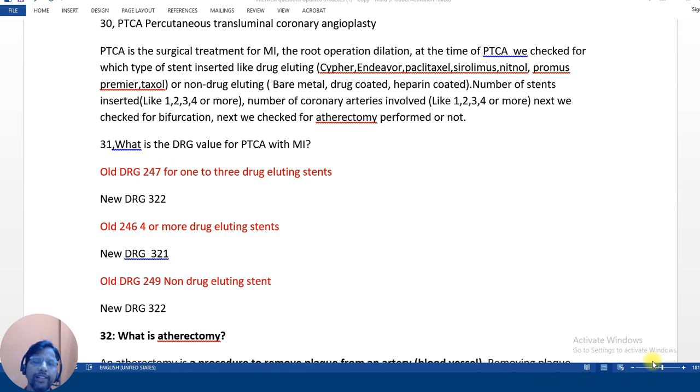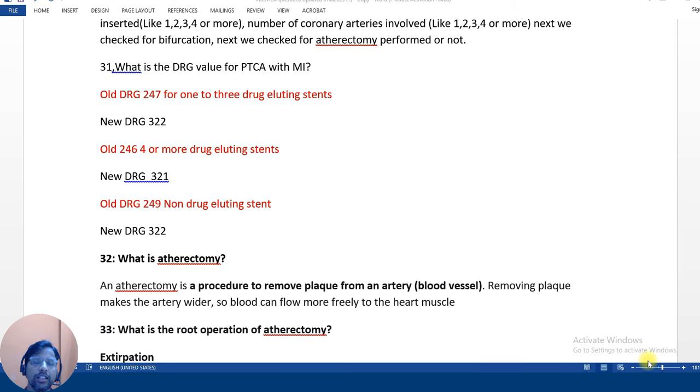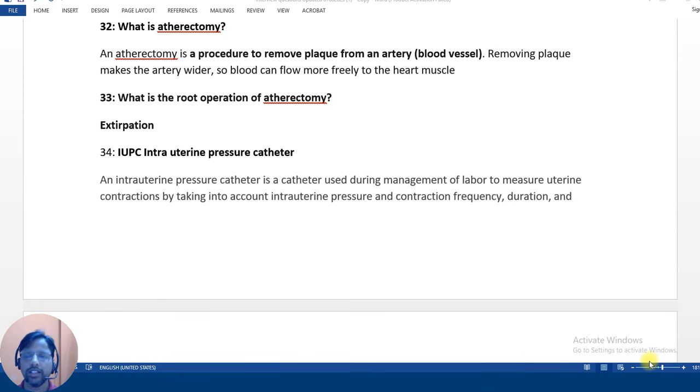So what is the DRG value for PTCA with MI? The old DRG is 247 for 1 to 3 drug-eluting stents, and the new DRG is 322. For more drug-eluting stents, the old DRG is 246 and the new one is DRG 321. The old DRG for non-drug-eluting stent is 249, whereas the new DRG is 322.